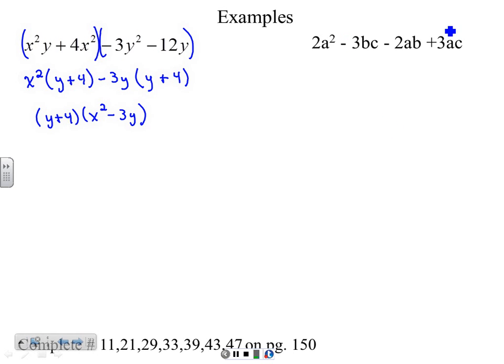Alright, so let's look at the problem on the right-hand side. This problem is very, very tricky. So let's go ahead and try to factor it the way we would normally factor and see what happens. In the first group, you notice there's nothing in common, so that's not good. So the only thing you can factor out is a 1. So you have 2a squared minus 3bc.